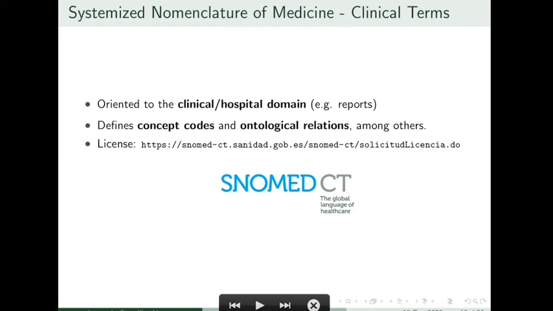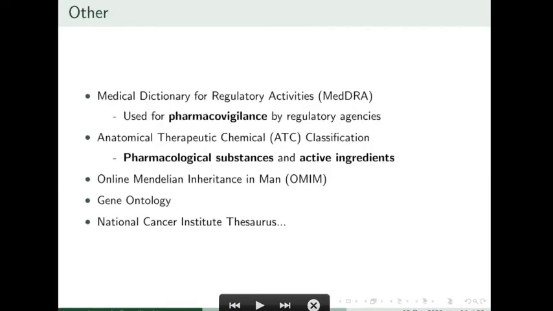This nomenclature defines concept codes and ontological relations, among others, and you will need to request a license to use it. And there are many other terminological resources that I don't have time to detail here. For example, the Medical Dictionary for Regulatory Activities, or MedDRA, used for pharmacovigilance, the Anatomical Therapeutic Chemical Classification for Pharmacological Substances, etc., etc.